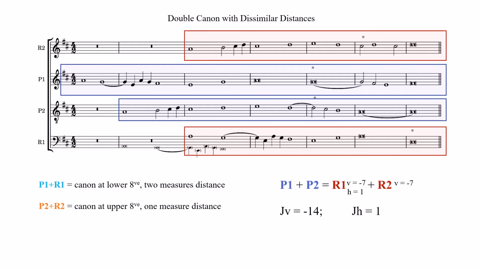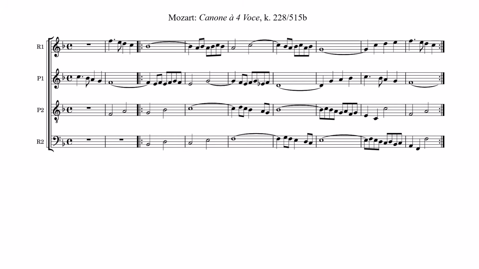The counterpoint between P2 and the imaginary voice is a transposed copy of the red P1 and R2 combination. Notice that we had to transpose by JV, the vertical shift index, rather than any of the component vertical shifts, in order to find the correct placement of the imaginary voice. Now let's consider an example of an infinite double canon, this one composed by Mozart.